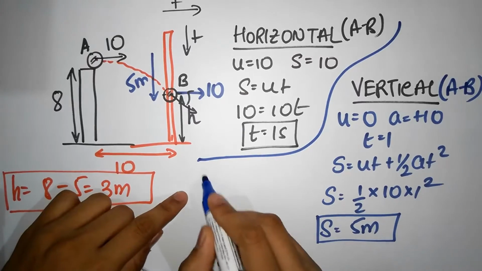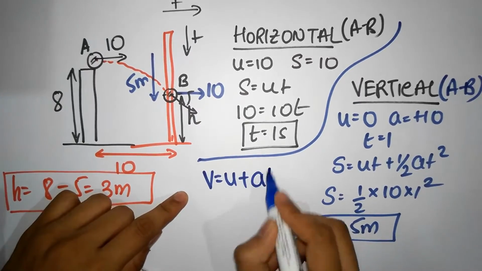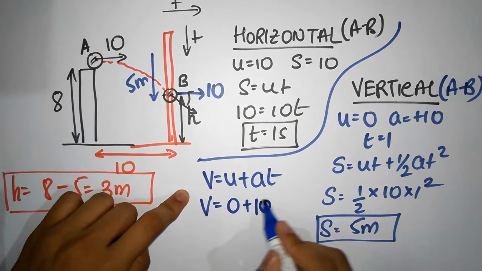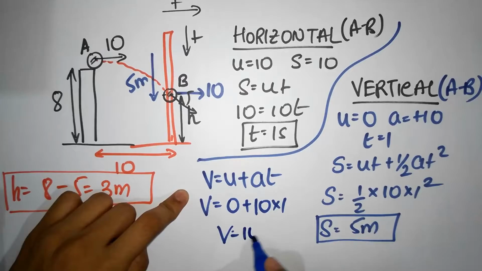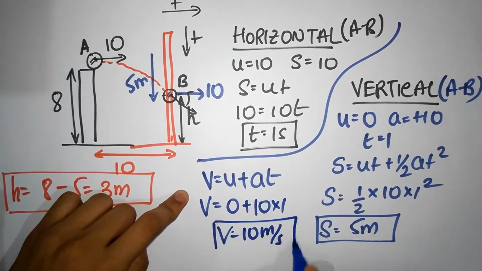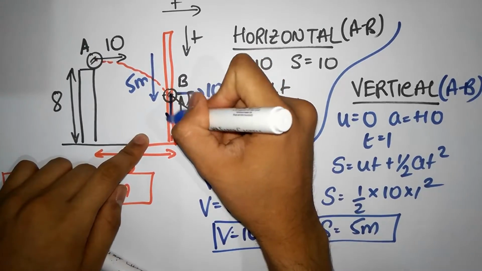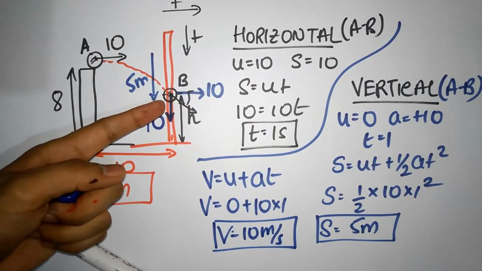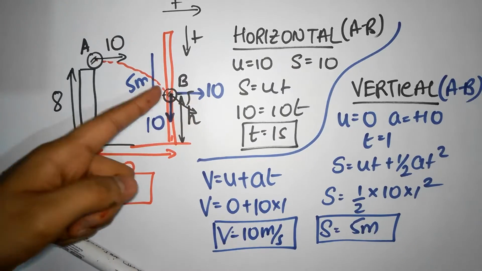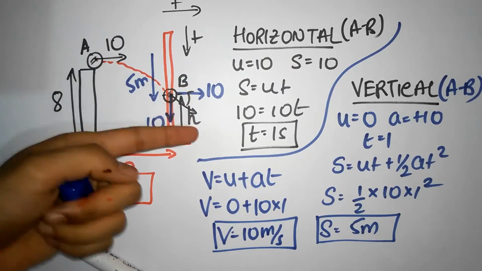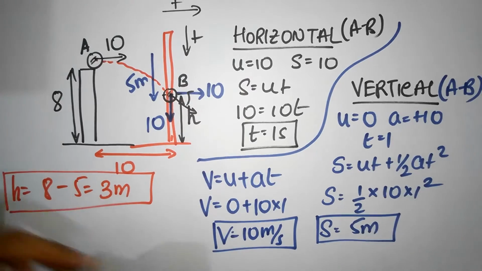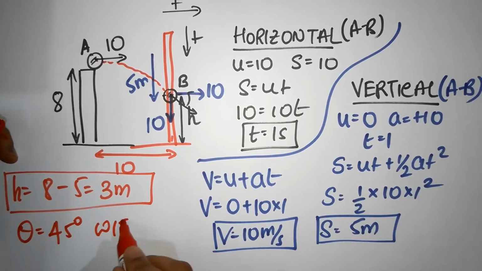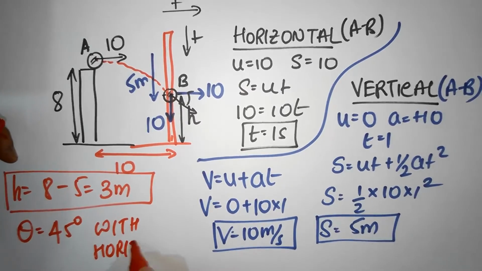Final velocity, v equals u plus at. So v is just 10 meters per second. That means I also know this velocity, that is 10. Now you can easily tell, Pythagoras theorem. Oh, we don't need that, we just need the angle. Both are 10, so the vector has to be 45 degrees. So the angle theta is 45 degrees with the horizontal. Ta-da! Done.